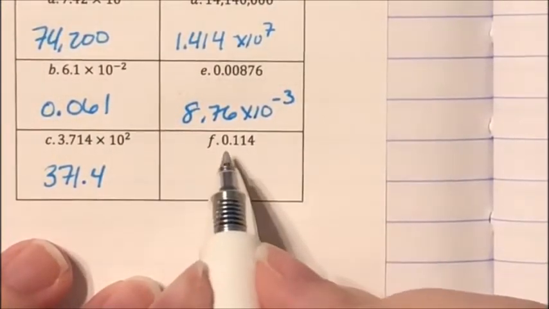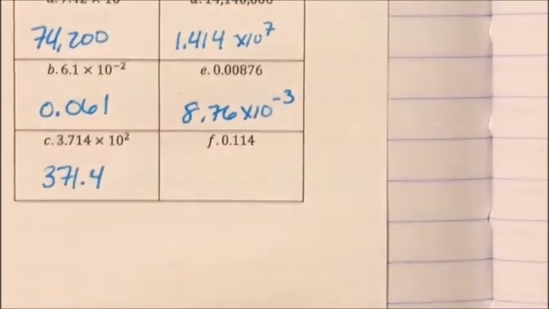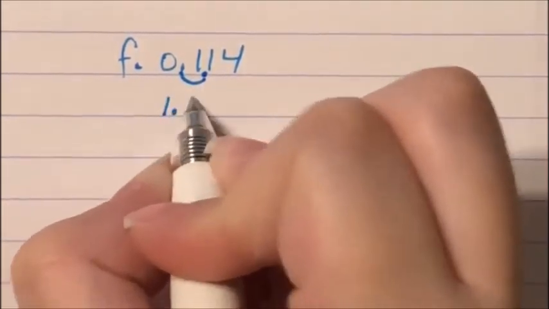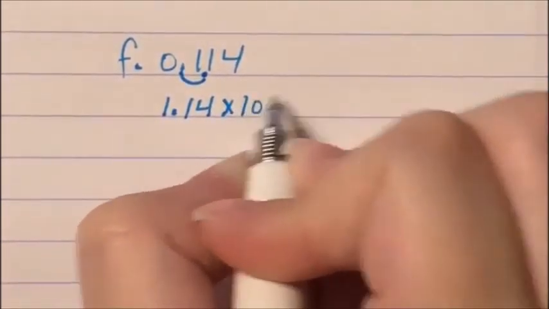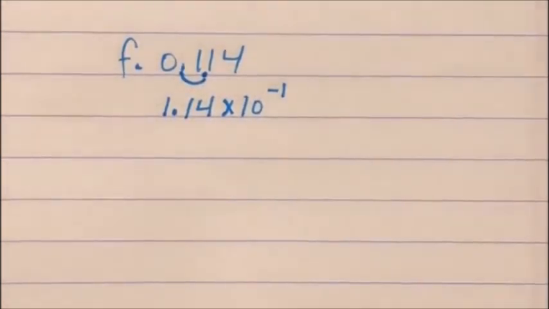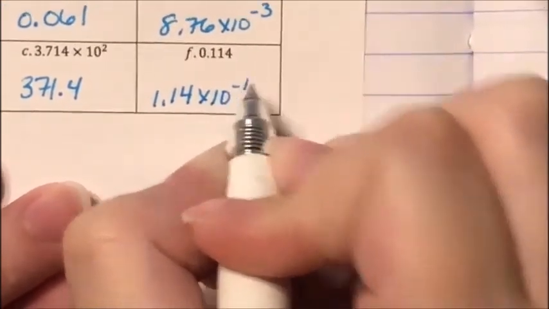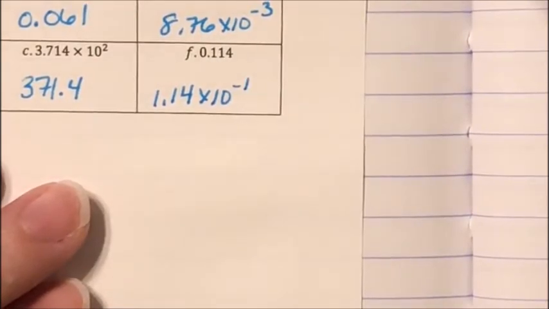All right, and the last one I have is 0.114. Okay, I want to move it so it's here because that's between 1 and 10. All I had to do is move it 1 over, so 1.14 times 10 to the negative first power. Okay. And that is the end of part 1.